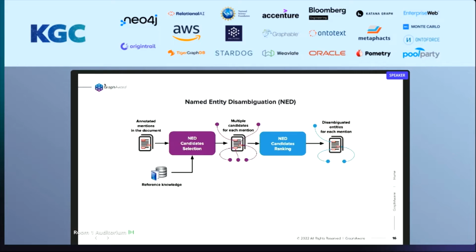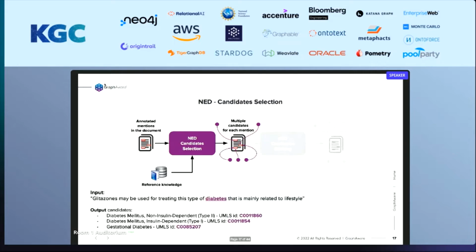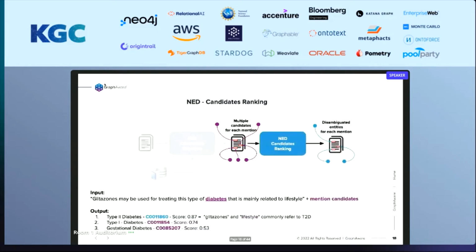In a named entity disambiguation system, we can distinguish two main phases. The first phase is the candidate selection. So considering the specific mention diabetes, these terms can refer to different types of diseases, as we already said. And the second main step is the ranking step. So basically, we have to assign an order to these multiple candidates that can be associated with the mention.